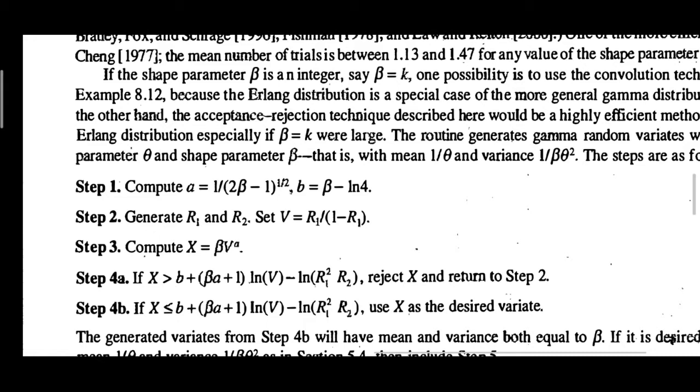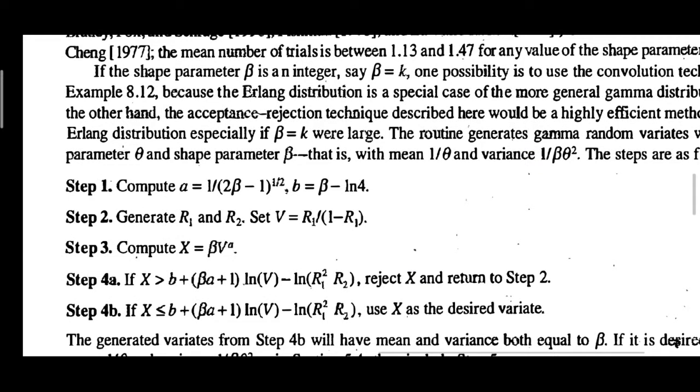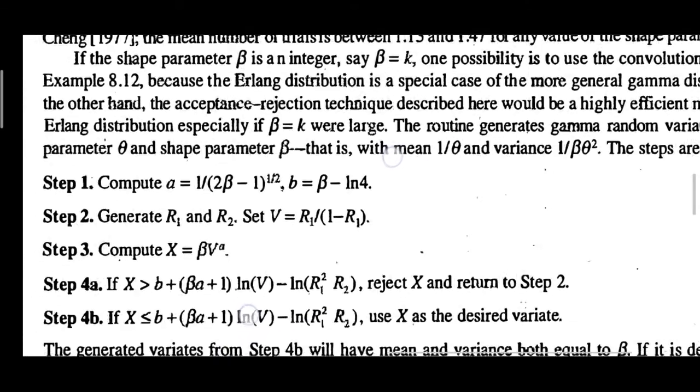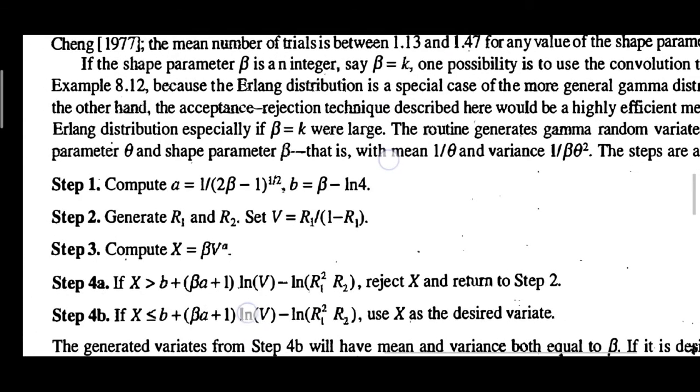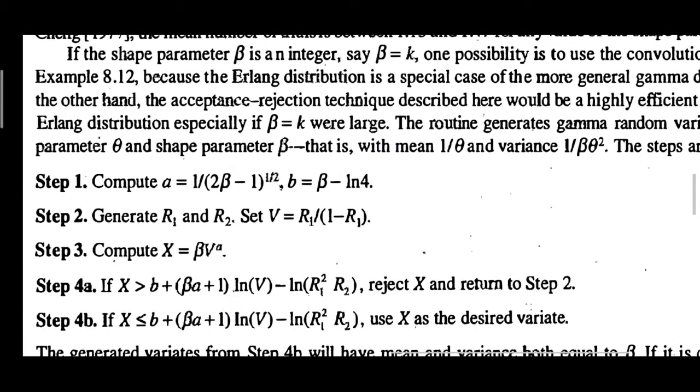Then step 2, you have to generate the random numbers r1 and r2. Then set v, another variate, equal to r1 divided by 1 minus r1. In step 3, you have to compute x. So x is beta into v to the power a. A you are computing, v you are computing, beta is known.